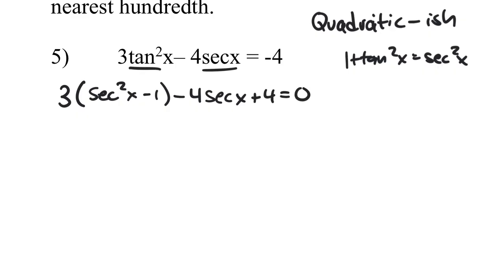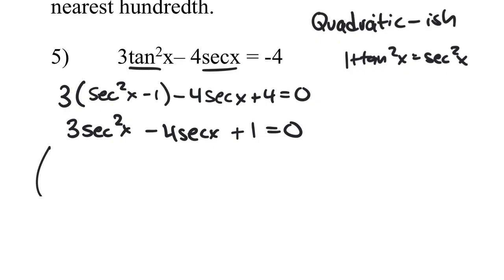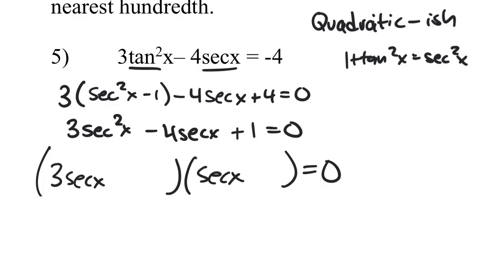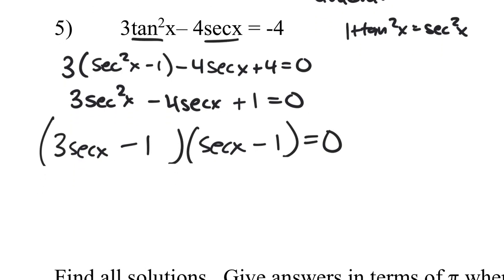So I would have 3 times secant squared x minus 1 minus 4 secant x plus 4 equals 0. And I'm going to do some reorganizing. 3 secant squared x minus 4 secant x plus 1 equals 0. Right, getting that -3 from the parentheses earlier. Well, this is factorable, so I'm going to try to do so. 3 secant x minus 1 times secant x minus 1 equals 0. It's going to be a -1 in both locations, and we're doing pretty well here.